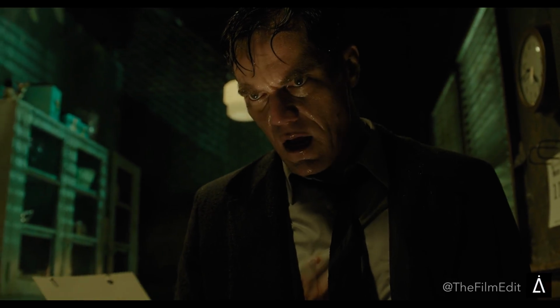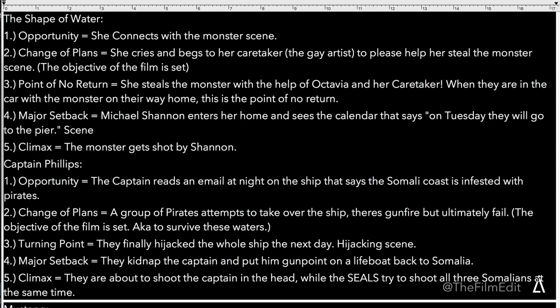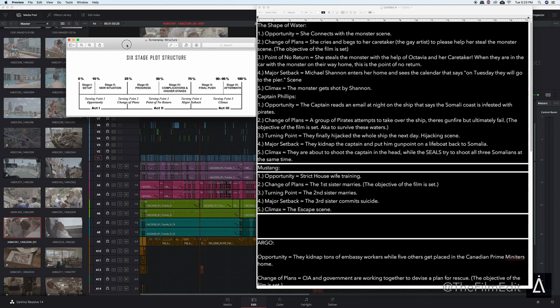This is where we all feel really horrific that Michael Shannon was able to find out where she's going to be, because that means she's going to get caught, and everything's going to be lost. She won't be able to run away anymore. She won't be able to fall in love. She won't be able to be with the monster anymore. She won't be able to be herself. So Michael Shannon finally found out and is going to ruin her life.